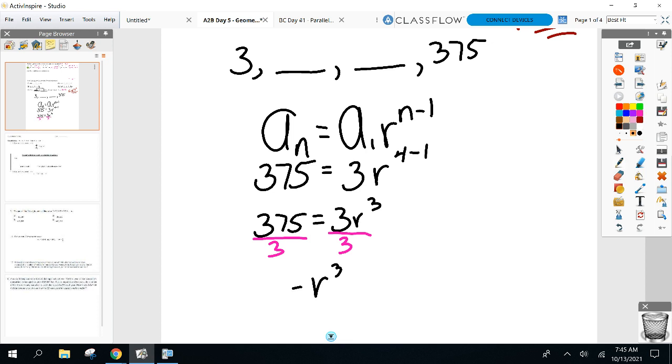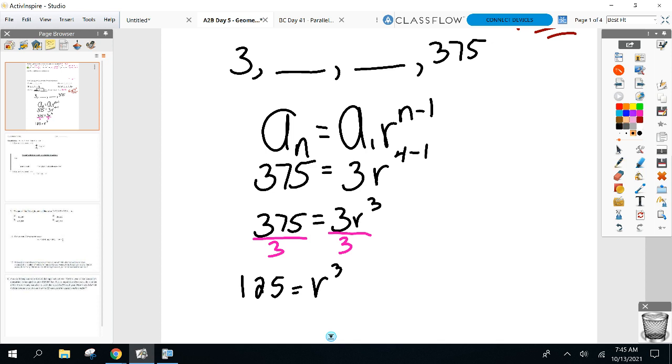R cubed equals, here we go, 1. That goes in twice with 1 left over, 125. Wouldn't that be 5? I'm not done yet, though. I'm at R cubed, Jeremy. Yeah, 5 times 5 times 5 is 125. Well, I'm not even there yet.